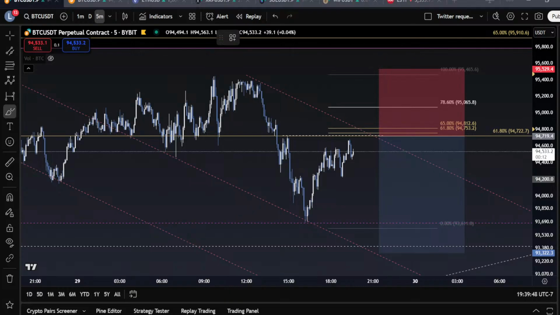Do I think there's going to be a quote unquote season where some alts perform really well against Bitcoin? Yeah. Do I think that every alt is going to perform really well in that season? No, I think most probably aren't.